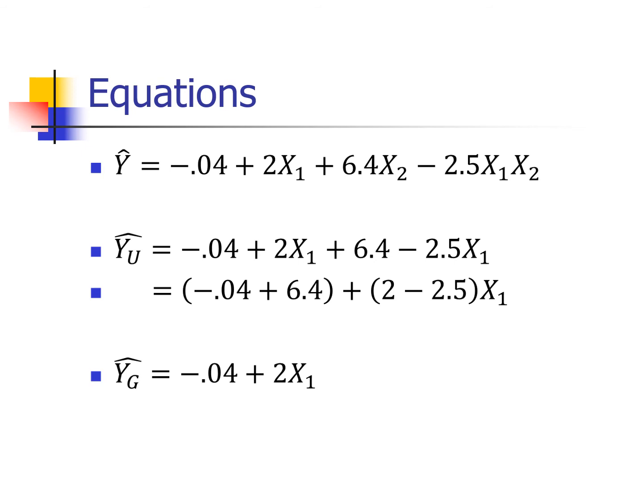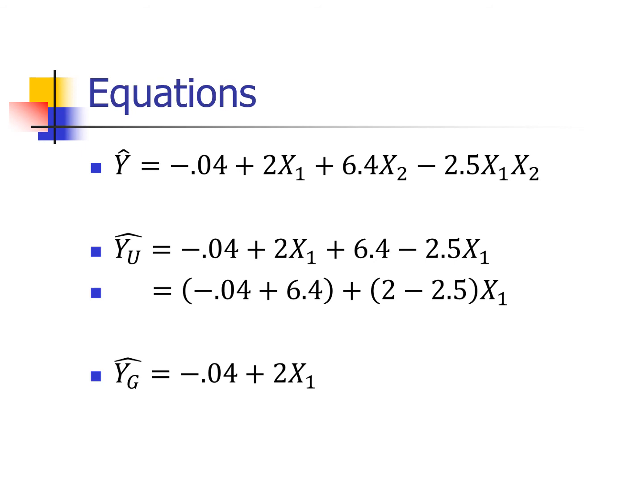Right, here it is. We have our macro equation. Y hat is negative 0.04 plus 2 times x1 plus 6.4 times x2 minus 2.5 x1 times x2. Now we could turn that into two sub-equations, one for undergraduates, one for graduates. So, undergraduates, remember, we plug a 1 in for x2. So just go to that top equation and plug a 1 in every time you see x2. We have 6.4 times 1. We have 2.5 times x1 times 1.